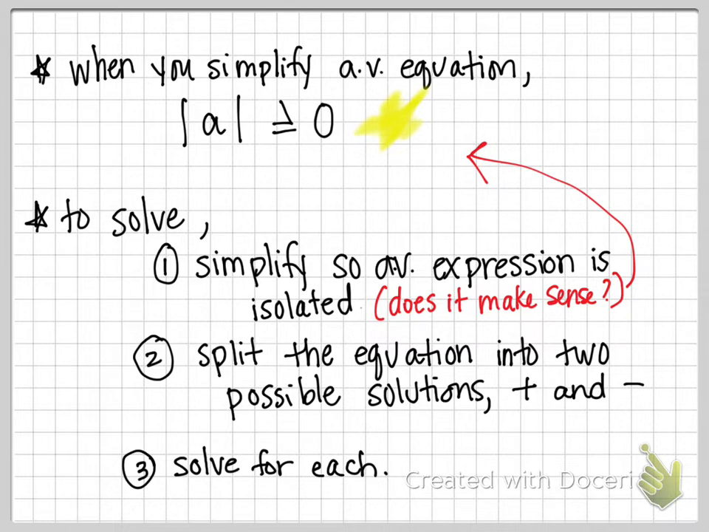If it was -3, there's no answer. Correct. So if it said the absolute value of a equals -3, that's not possible. We can't have an absolute value of anything simplify to be a negative number. It has to be a positive because it's telling us the distance on the number line. Okay? Let's look at example 1.